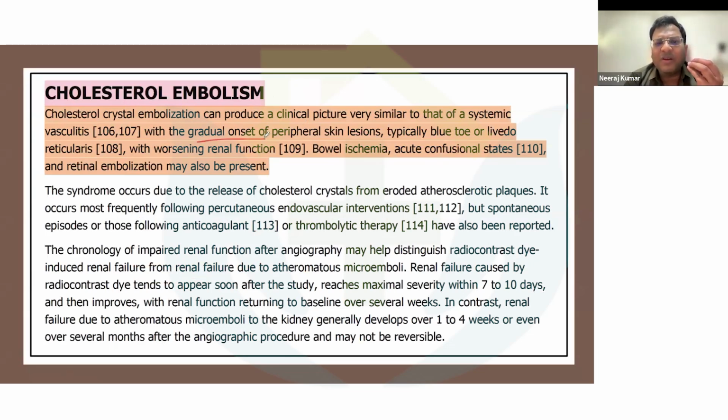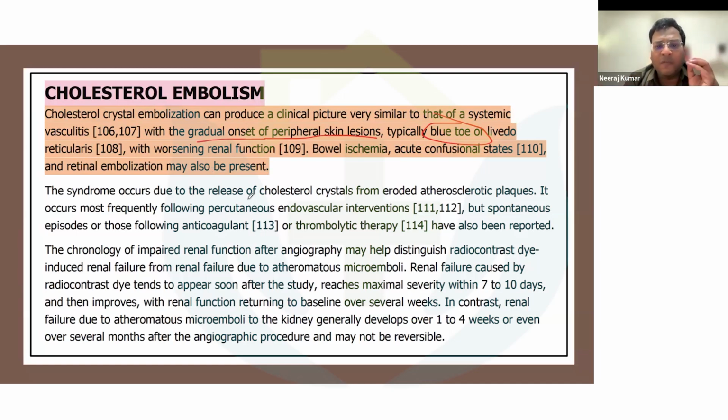It is basically gradual in onset skin lesions. Typically, the patient will present with a blue toe or livedo reticularis with a worsening of renal function. You will see that this patient will have a gradual increase in serum creatinine as well as uremia, and the patient will have some bowel ischemia as well.